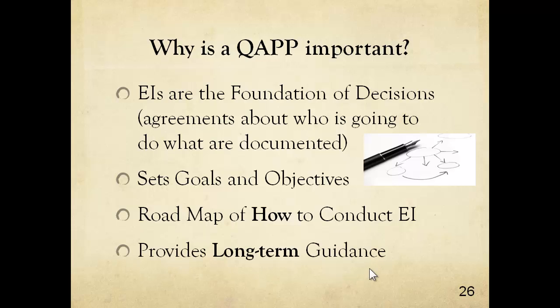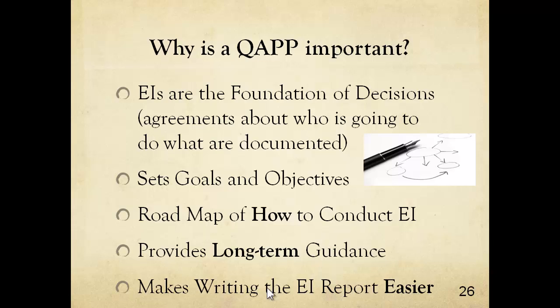And it provides long-term guidance. So if somebody needs to finish this project, if you get called away or promoted, or for future emissions inventories, it's really important that a QAPP be in place. And it also makes writing the emissions inventory report a lot easier because you have these requirements for the quality of your data documented in your QAPP.